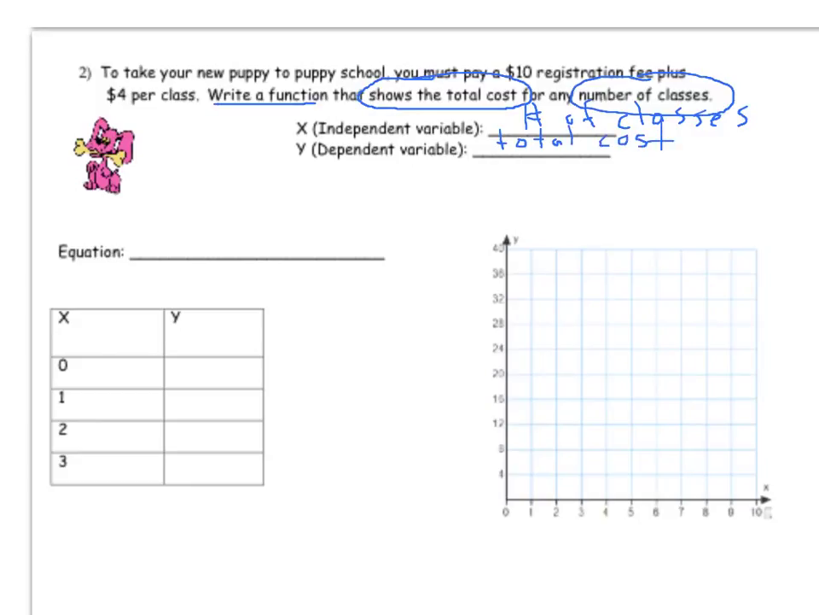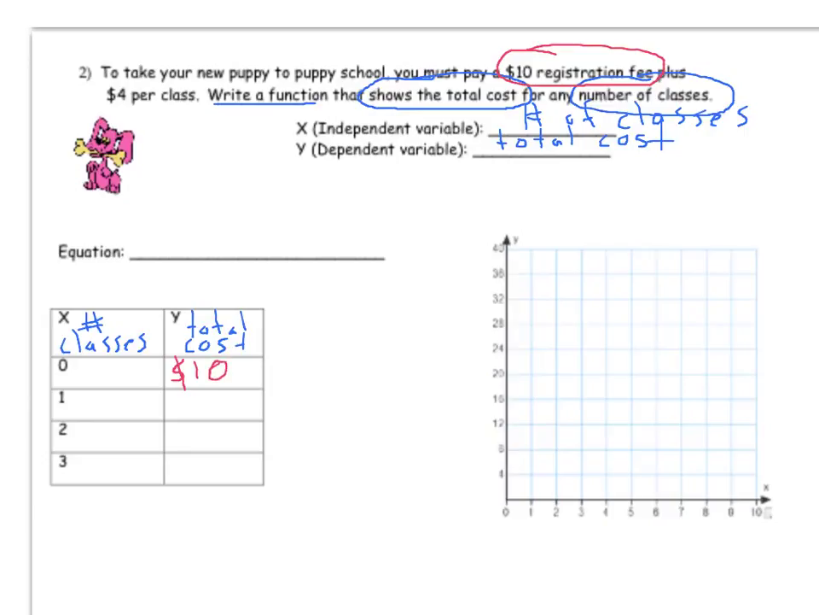So we're going to go down here and we're going to label our tables. X is number of classes. Y is the total cost. And let's go back and read the problem again. To take your new puppy to puppy school, you must pay a $10 registration fee plus $4 per class. So before you even actually take any classes, what's your total cost going to be? Well, if we go back and read, it says we have a $10 registration fee. So without even taking any classes yet, you first have to pay $10.